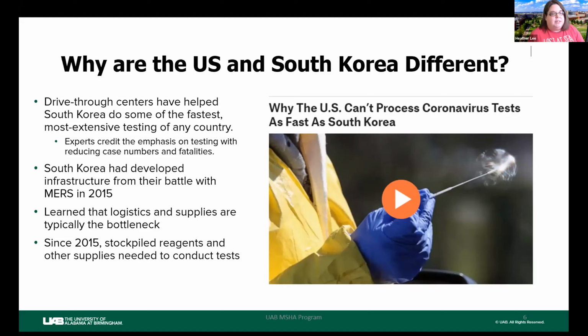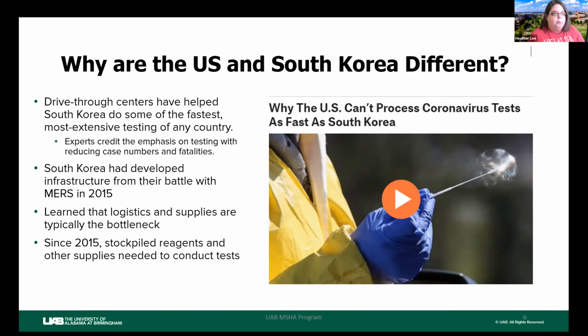It didn't just happen that all of this was in place. They had really developed their infrastructure over a number of years to support this kind of testing. That's a big challenge that we have right now, going back to the CDC: they were the only ones doing the testing at the beginning.